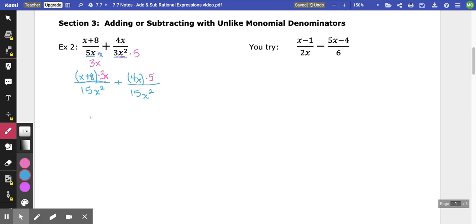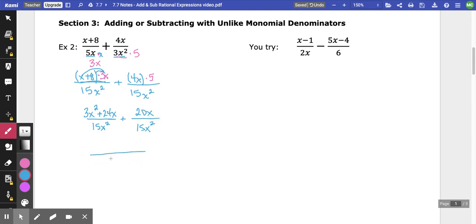All right, so now that the denominators are the same, I think I'm going to do this in a couple of steps. So I'm going to go ahead and simplify the two numerators that are there, and then I'll put it together as a single fraction. So for this first one, that 3x has to get distributed to each of the two terms that are there. So that would make 3x squared plus 24x. And for the second one, I've got 4x times 5, which would be 20x.